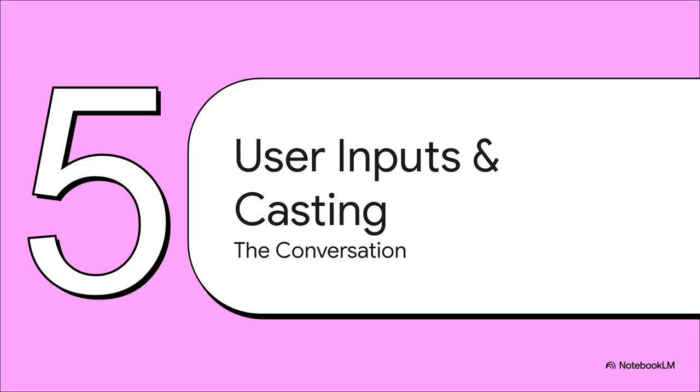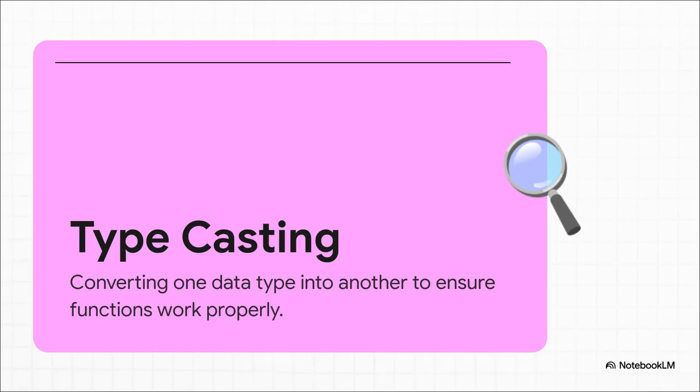All right, let's jump into our final section, user inputs and casting, the conversation. This is where we bring everything together and actually interact with our program. Remember that massive warning I gave you earlier? The one where any input from a user is automatically treated as a text string? Well, typecasting is our solution. Typecasting is simply the process of converting one data type into another to ensure your functions work properly.